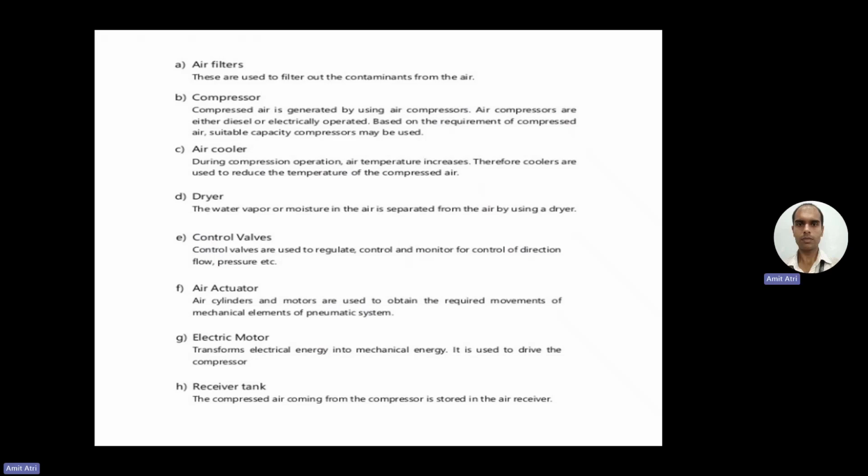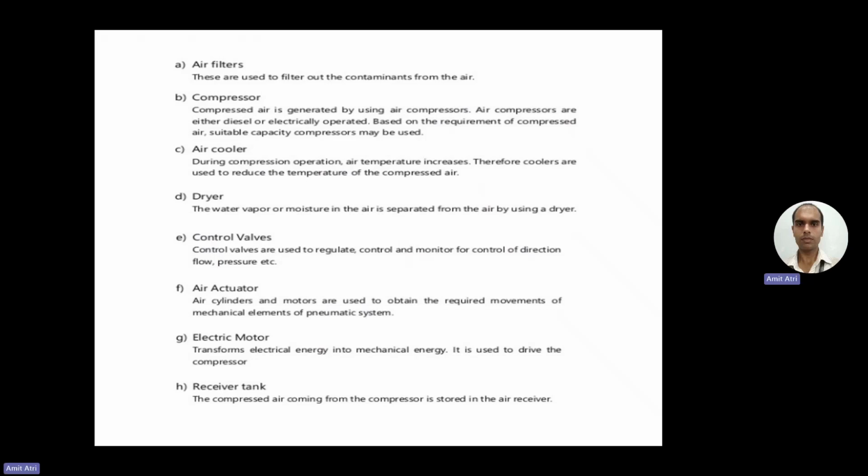The next is the air cooler. During compression, high temperature air is produced, so coolers are used to reduce the temperature of the compressed air. Next is the dryer. The water vapor or moisture in the air is separated from the air by using a dryer. So the moisture we are going to separate. Control valves are used to regulate, control and monitor the direction, flow, pressures, etc.